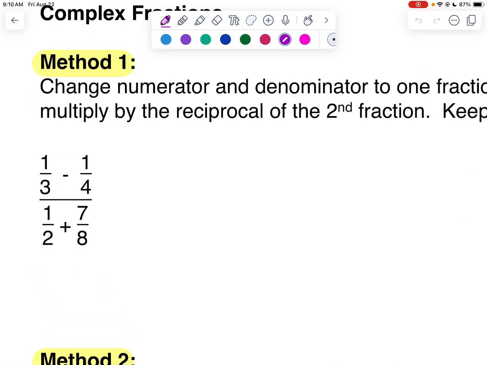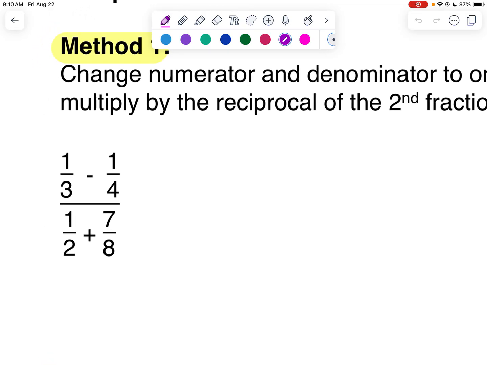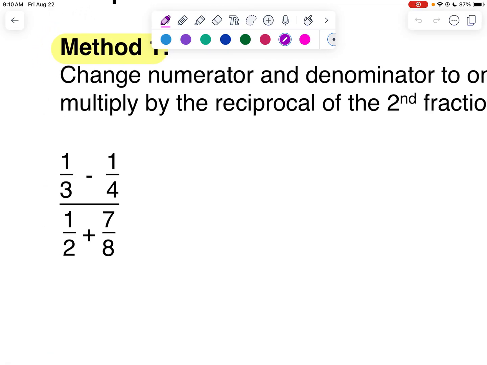Common denominator for the first example, for the numerator, looks like it is 12. So I'm going to multiply this guy by 4. Whatever I do to the bottom, I must do to the top. Multiply the other side by 3. And then I'm going to go ahead and rewrite the fraction. So this becomes 4 over 12 minus 3 over 12.